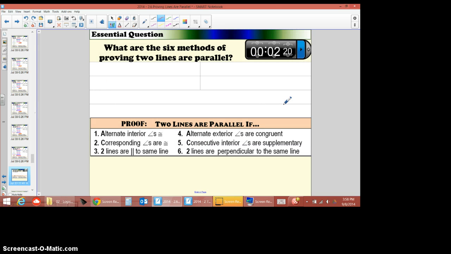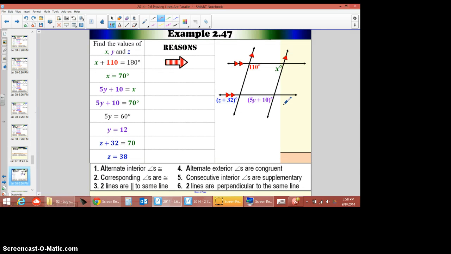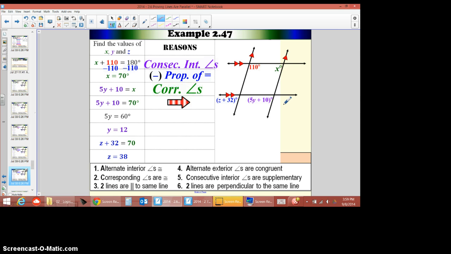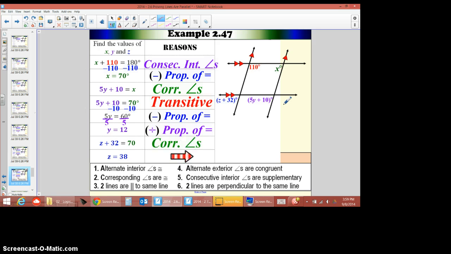Now here's your essential question. Feel free to pause it and take time to fill out all 6 of those reasons. Example here, we talk about find the values x, y, and z. Well, x and 110, they're CIAs, so x equals 70. And then here we got corresponding angles, so we can use the transitive property to solve for y. And then the z right here is corresponding angles again, and we use some algebra to solve for z.